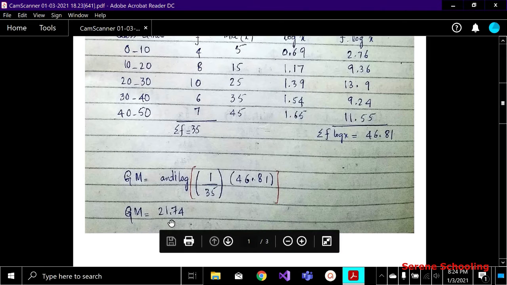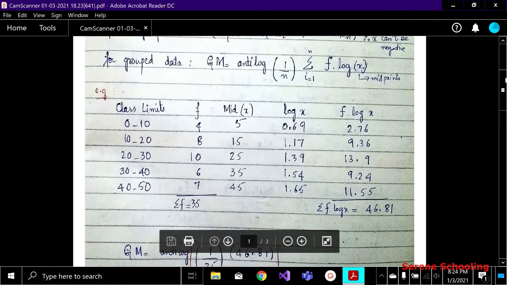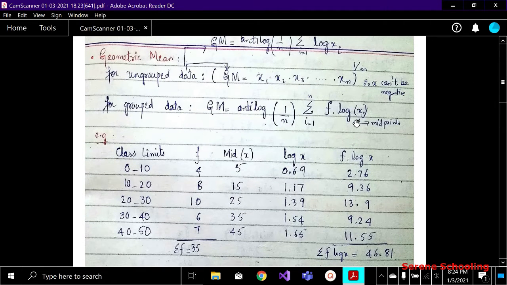Okay, so I hope you have got the concept of the geometric mean, that you have to remember this formula and the sequence of execution.